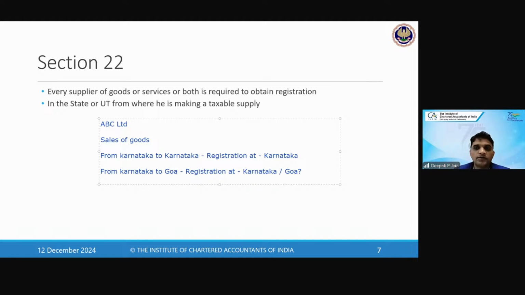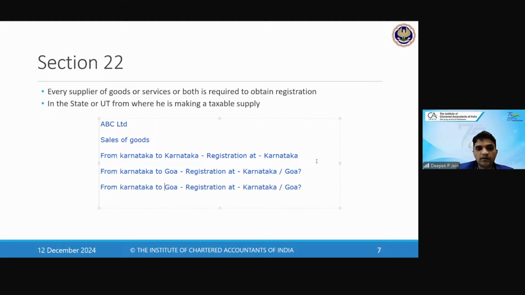We should be having an option of poll so that you can vote for it, because a lot of people are giving varied answers. Most of them have said Karnataka. Few are saying that you have to take registration in Goa, and few others are saying take registration in both the states. Okay. Then I'll come back to the answer on this.